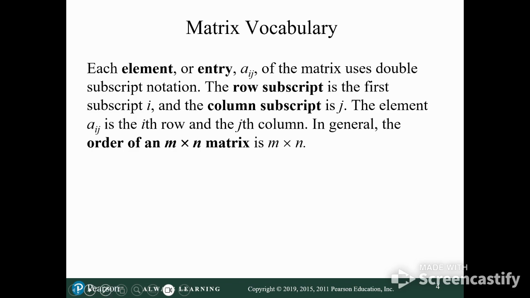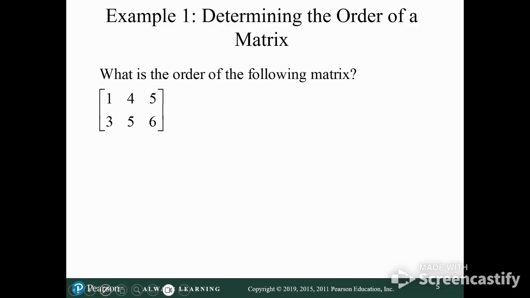Matrix vocabulary. Each element or entry of a matrix uses subscripts so you know where you're at. Rows are first, columns are second. So an M times N matrix is this many rows, this many columns. So a 4 by 3 matrix is 4 rows, 3 columns. You always go rows, then columns. All right, so what's the order of the following matrix? This is a 2 by 3 matrix. 2 rows, 3 columns.